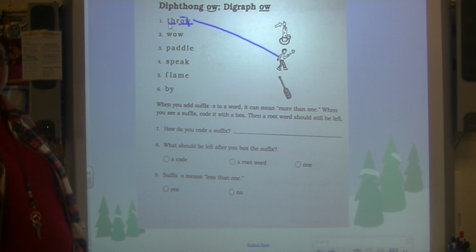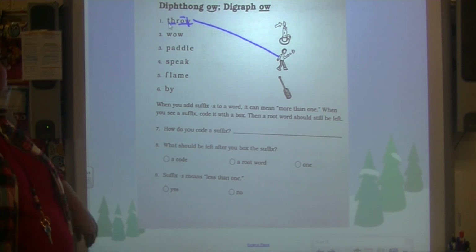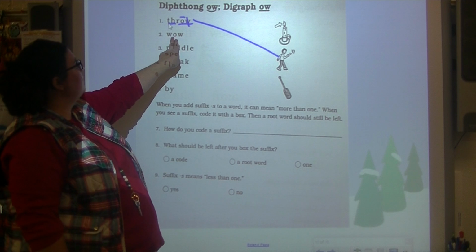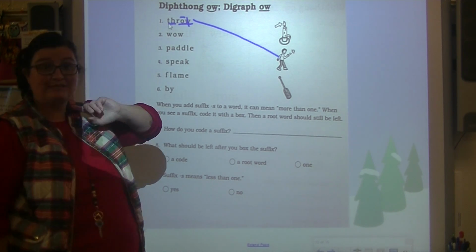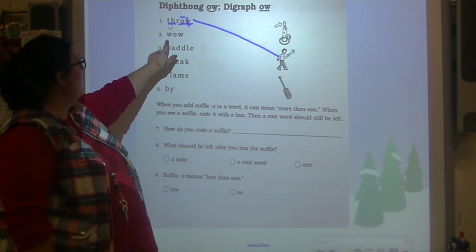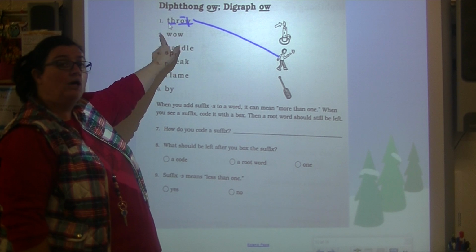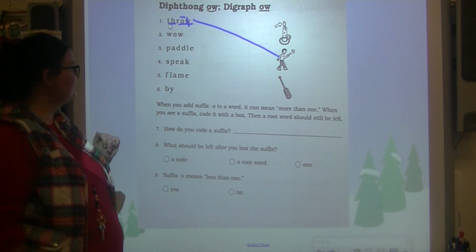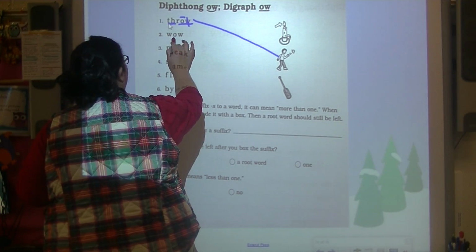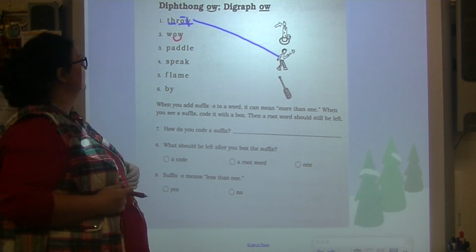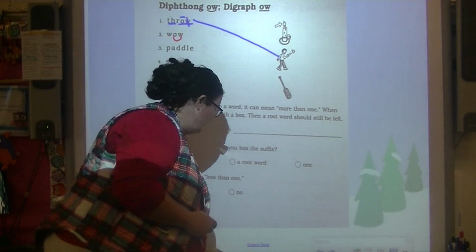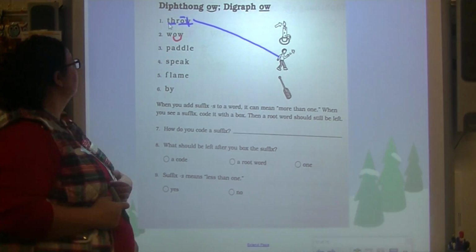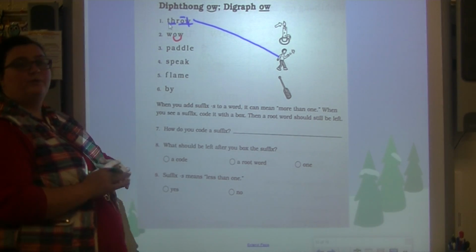All right, number 2. We have OW. Let's start with our diphthong sound and see if it makes sense. Ow, wow. Does that make sense? Yes, it does. All right, next word. What do we do?